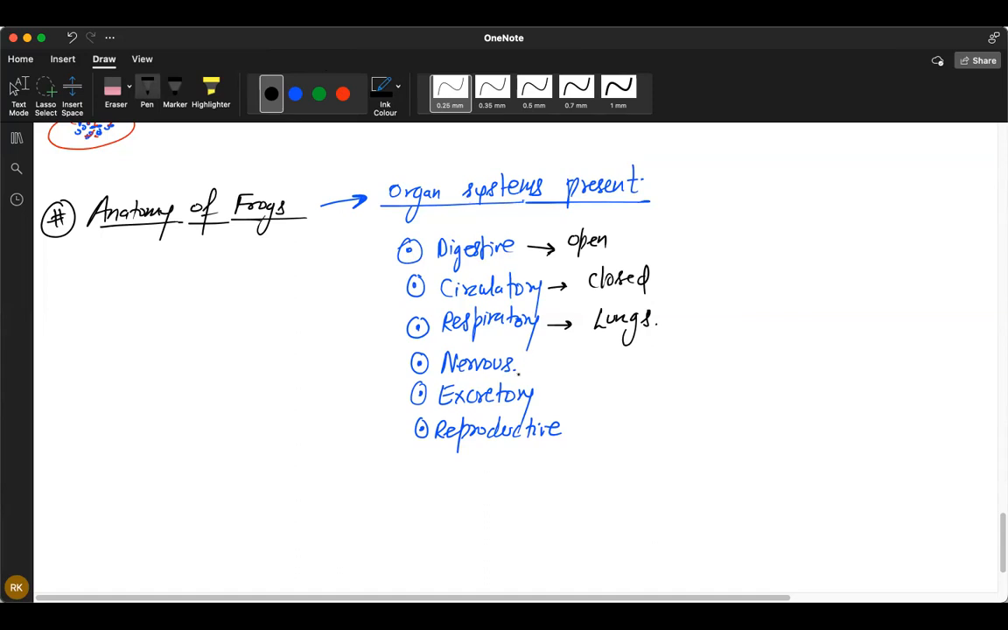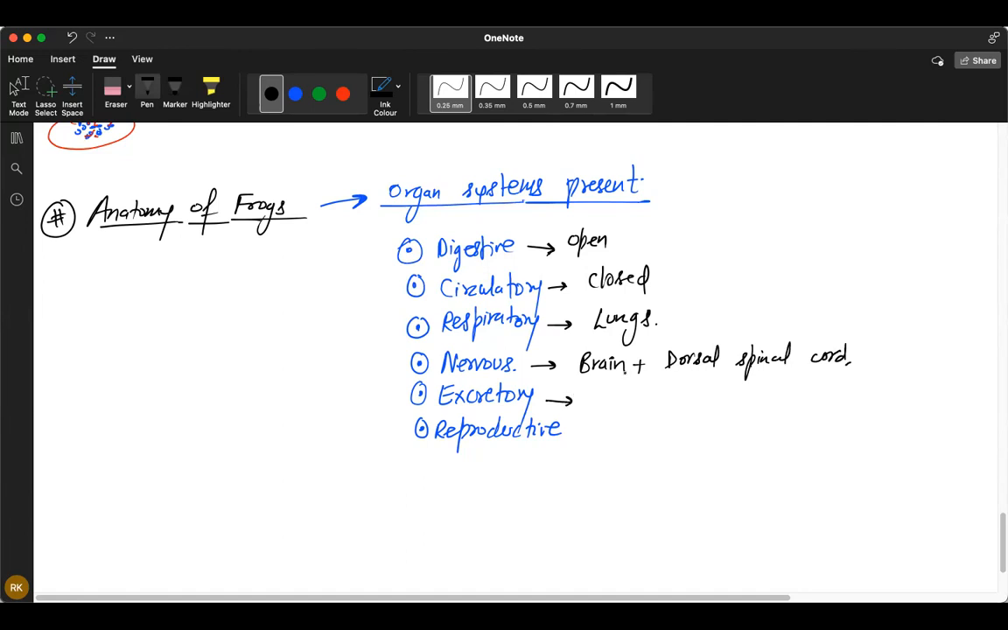And about the nervous system, do they have a brain? Do frogs have a brain? Yes or no? Yes, so they have a brain. Plus, do they have a spinal cord? Yes, they have a dorsal spinal cord because they are vertebrates.